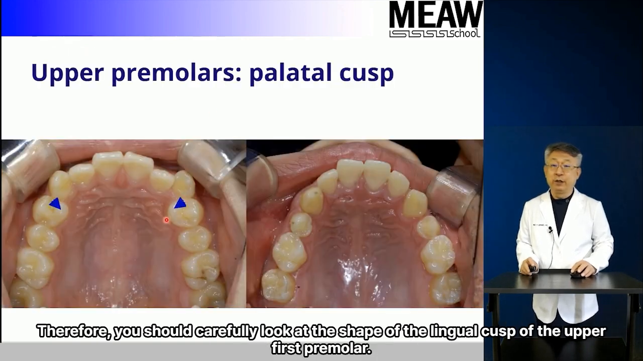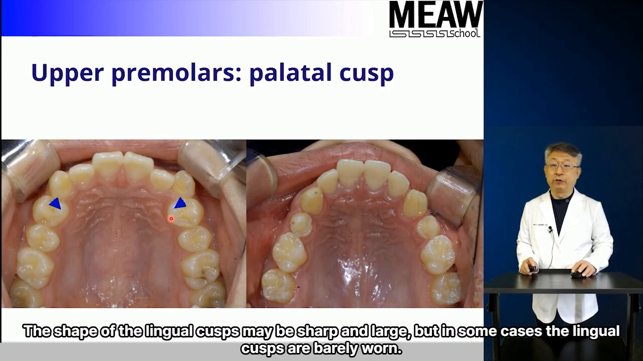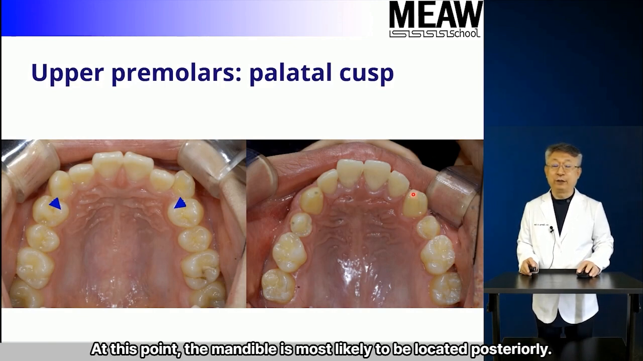Therefore, you should carefully look at the shape of the lingual cusp of the upper first premolar. The shape of the lingual cusps may be sharp and large, but in some cases the lingual cusps are barely worn. At this point, the mandible is most likely to be located posteriorly.